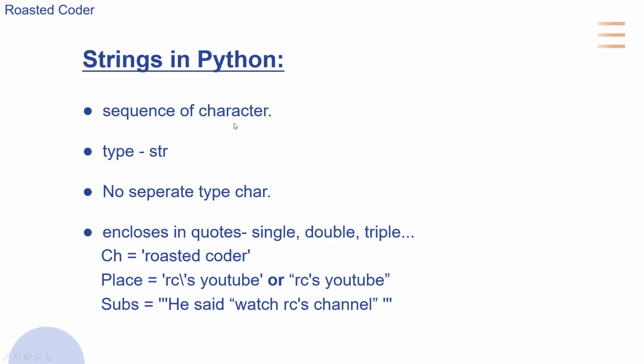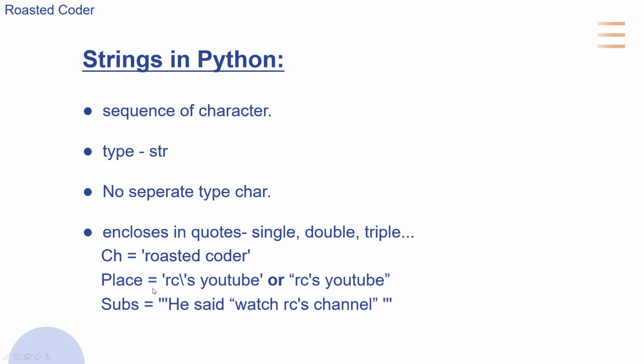Strings are sequences of characters, and the type of a string is str. There is no separate type for characters like in other languages. Strings are enclosed with quotes: single, double, or even triple sometimes. For example, let's say ch, meaning channel, equals 'roasted coder', enclosed in single quotes.